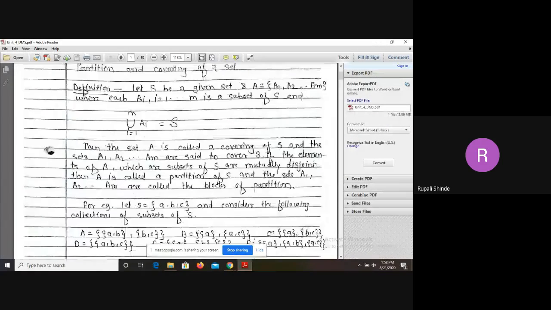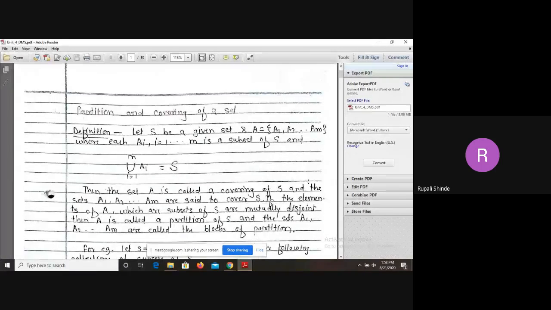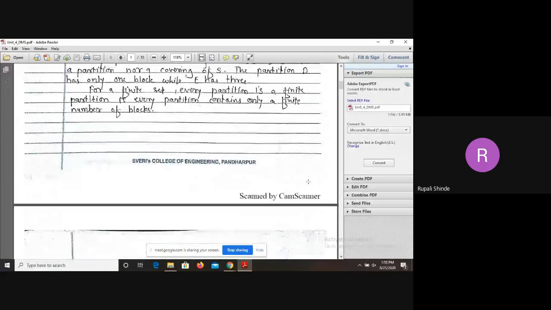Okay. So yesterday we have seen what is the concept of partition and covering. So what is the meaning of covering? It should cover all the elements of the given set. And what is the meaning of partition? There should not be any element common between two subsets. That is called a partition. So based on that we have already solved some examples.